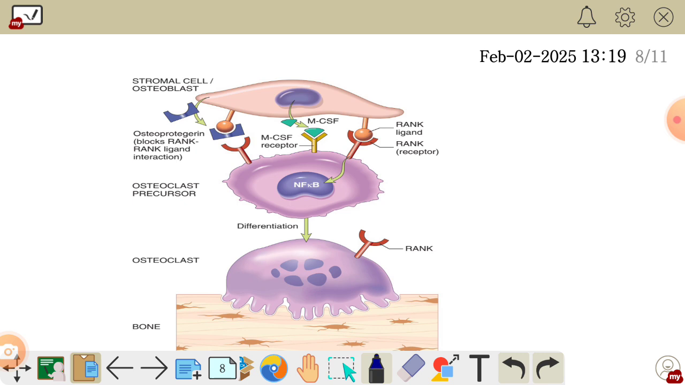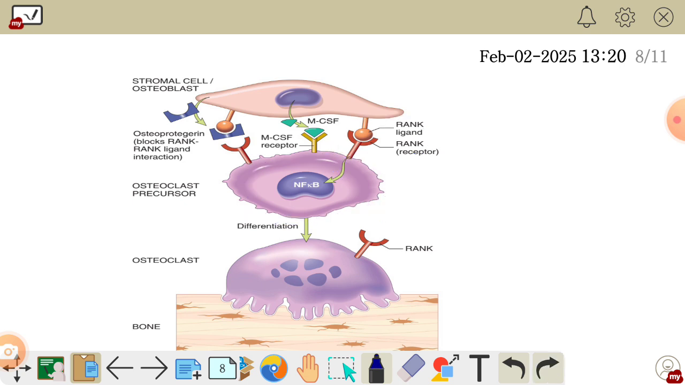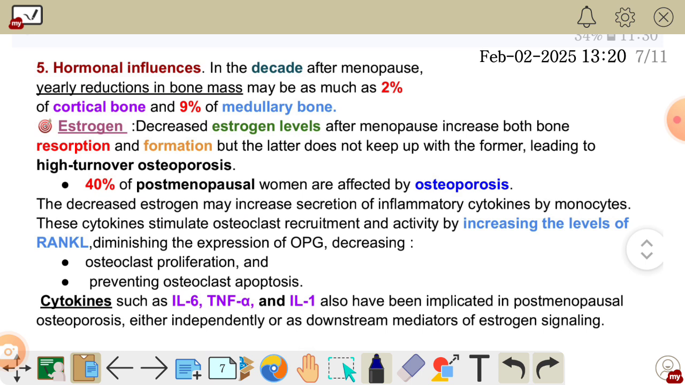Okay, so now the fluctuation or the difference in the concentration of OPG and RANK ligand will lead to either formation of bone or resorption of bone. If we have more RANK ligands, then they will activate the osteoclast, which will resorb the bone. If we have more of the OPG, then they will inhibit these ligands from activating the osteoclast, and what will result is bone formation. So that's what happens here.